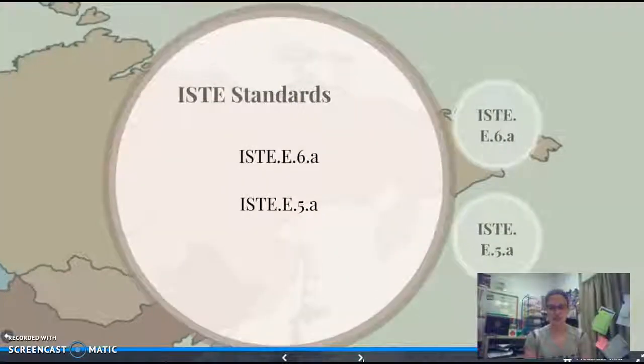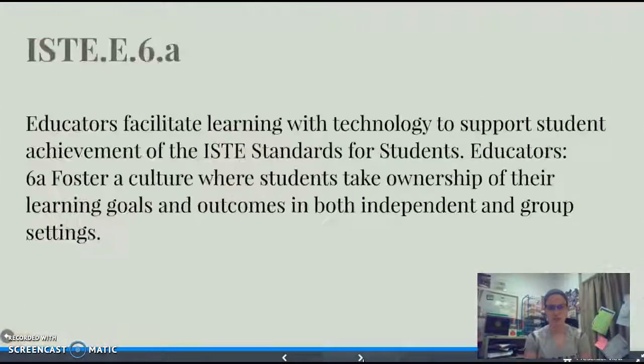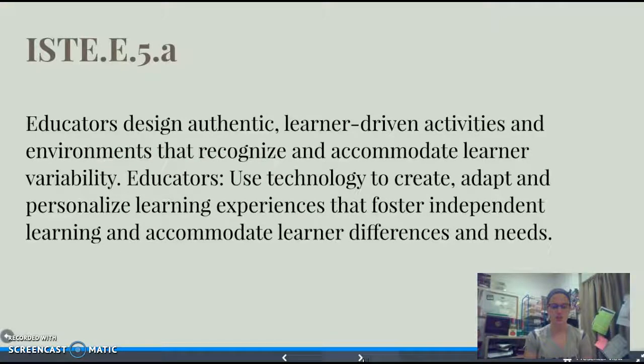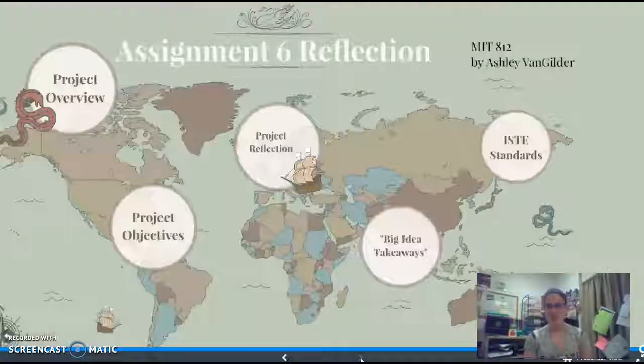And then these are the standards that I hit. Basically, the first one, students are taking ownership of their learning goals. And then educators are designing and using technology to create and adapt personal learning. I do have some students who didn't do 2 full paragraphs, but that was because I wanted to make sure that they could put forth great work because they are lower and they have IEPs, so I shortened and condensed their assignment.